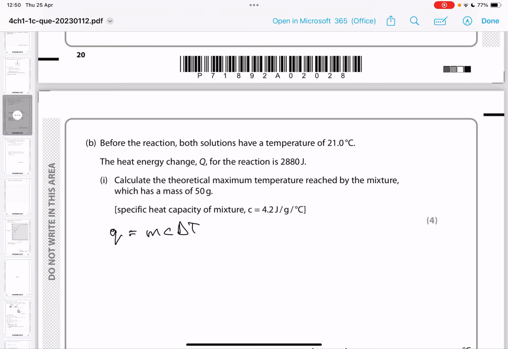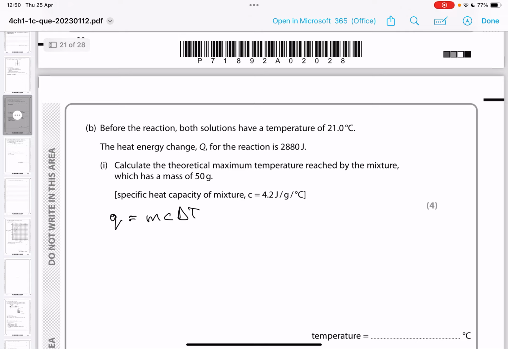So what we're going to do here is plug in the values and work out what delta T is, what the temperature change is. Once we've worked out the temperature change, since we have the initial temperature already, we can use it to find the maximum temperature reached, which is basically the final temperature. Okay, so let's do it.